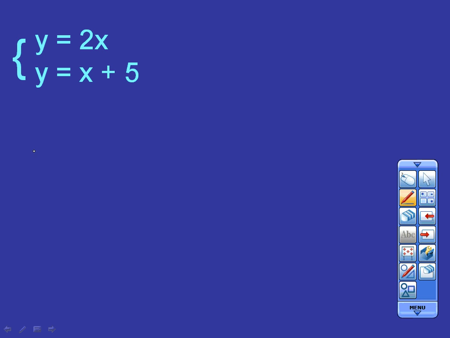Now we only have one variable, so let's solve. How do I do that? Subtract x. Good, subtract x. So I've got x equals 5. Now that I have x equals 5, that's half of what I need. To get the y value, what can I do? Put it back in, right? It doesn't matter which one. I'm going to choose the first one, y equals 2x. So y is equal to 2 times 5, so y is 10. Good.